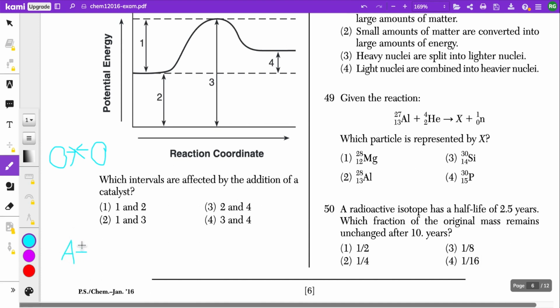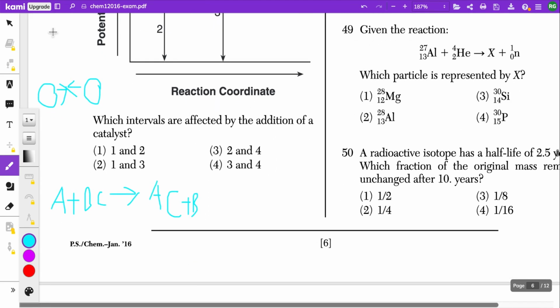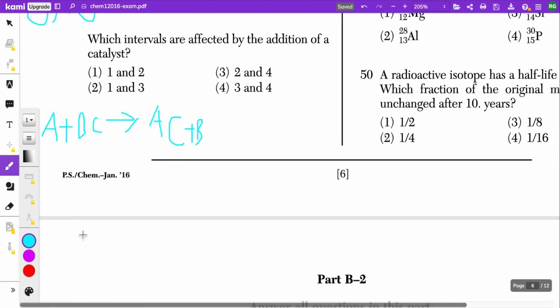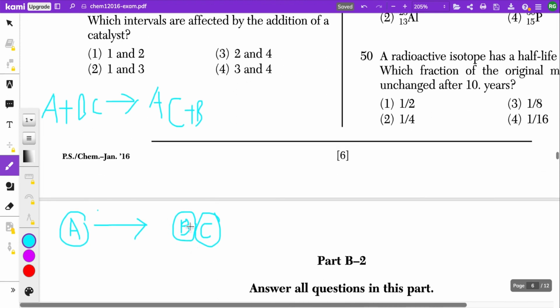Let's say I have atom A reacting with molecule BC to produce AC plus B. Let's draw a visual representation of this. So let's say I have atom A, and it has to collide, it has to hit molecule BC. Now, will this reaction work if the A atom hits the B part of the molecule? Will this happen? And the answer is no.